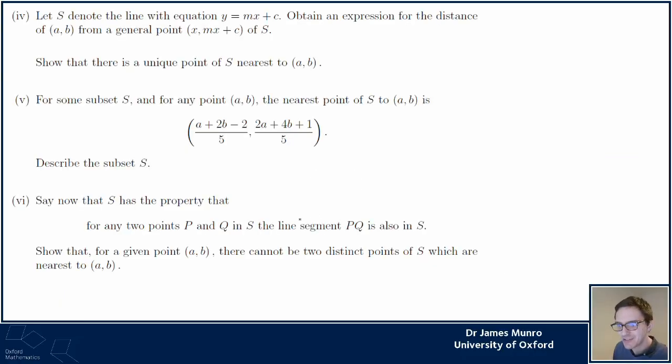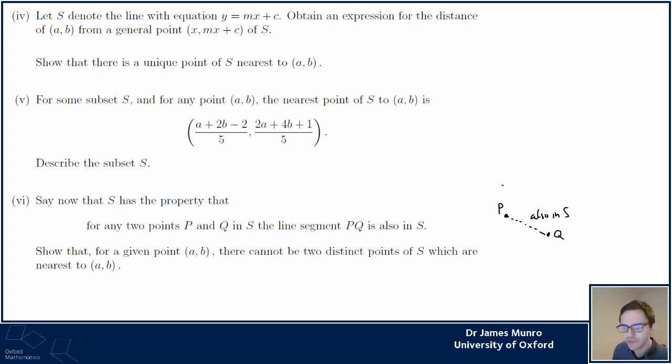Okay, last part of the question says, suppose S has this property: for any two points P and Q in S, the line segment PQ is also in S. So whenever you've got two points inside S, you can join them up with a line, and everything on the line segment between P and Q is also in the set S. I suppose that was true for the disk at the start, but it was not true for my outside of a circle, x squared plus y squared equals 1, because if you draw a diameter in, I wasn't including all those points in S. So some sets do this and some sets don't.